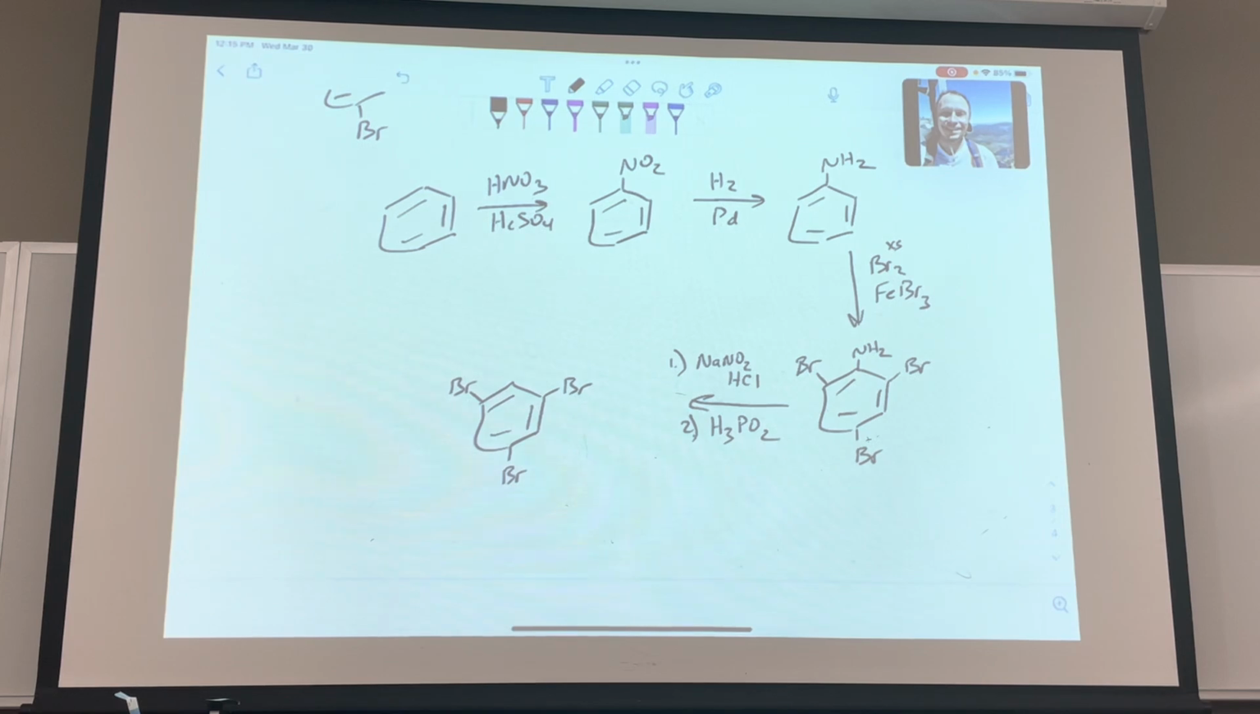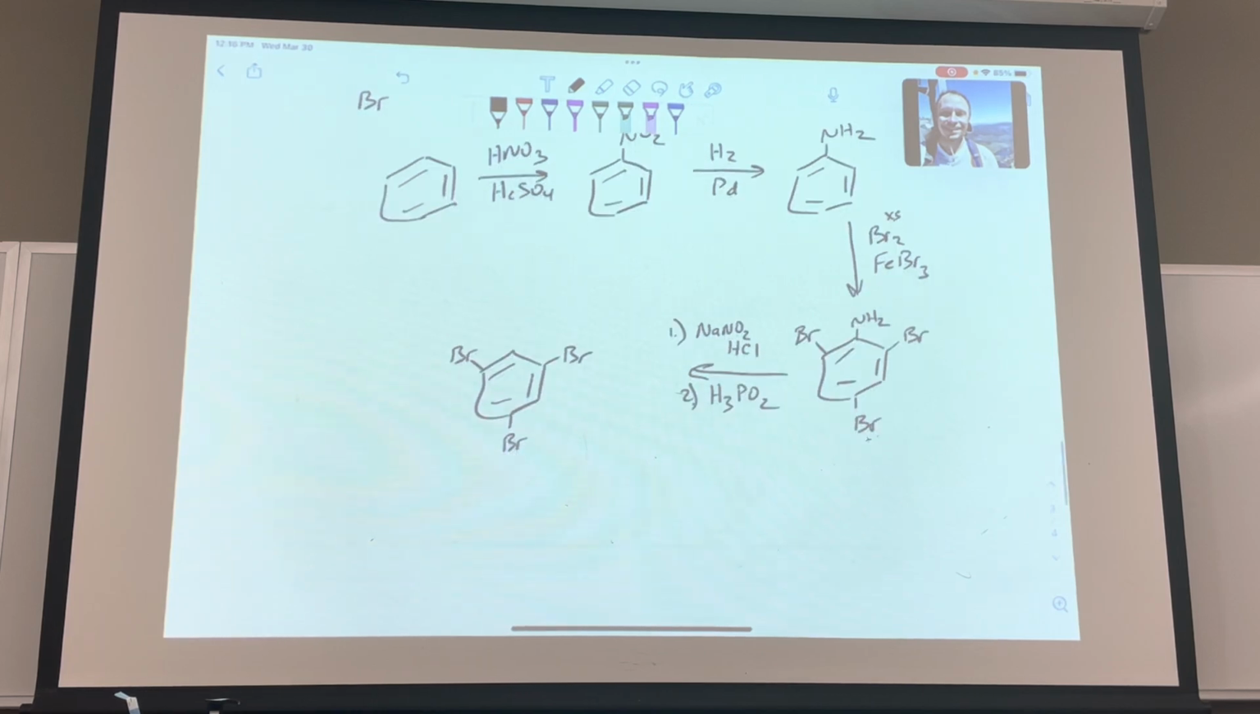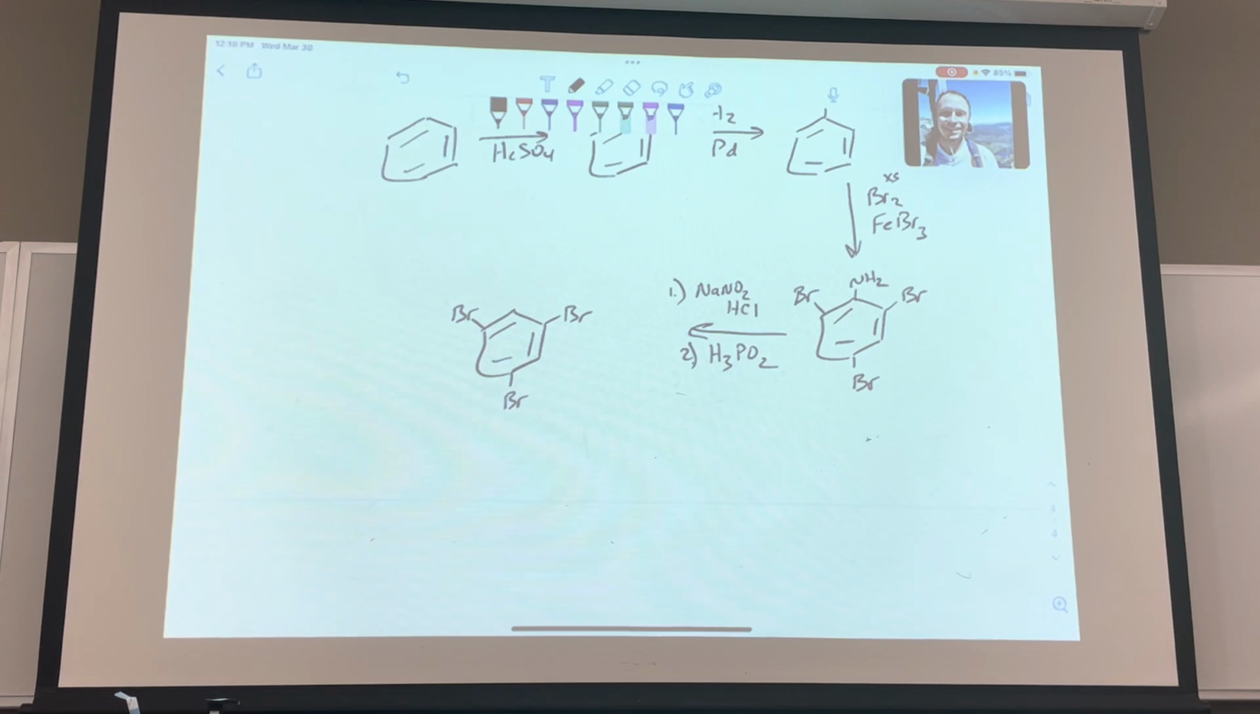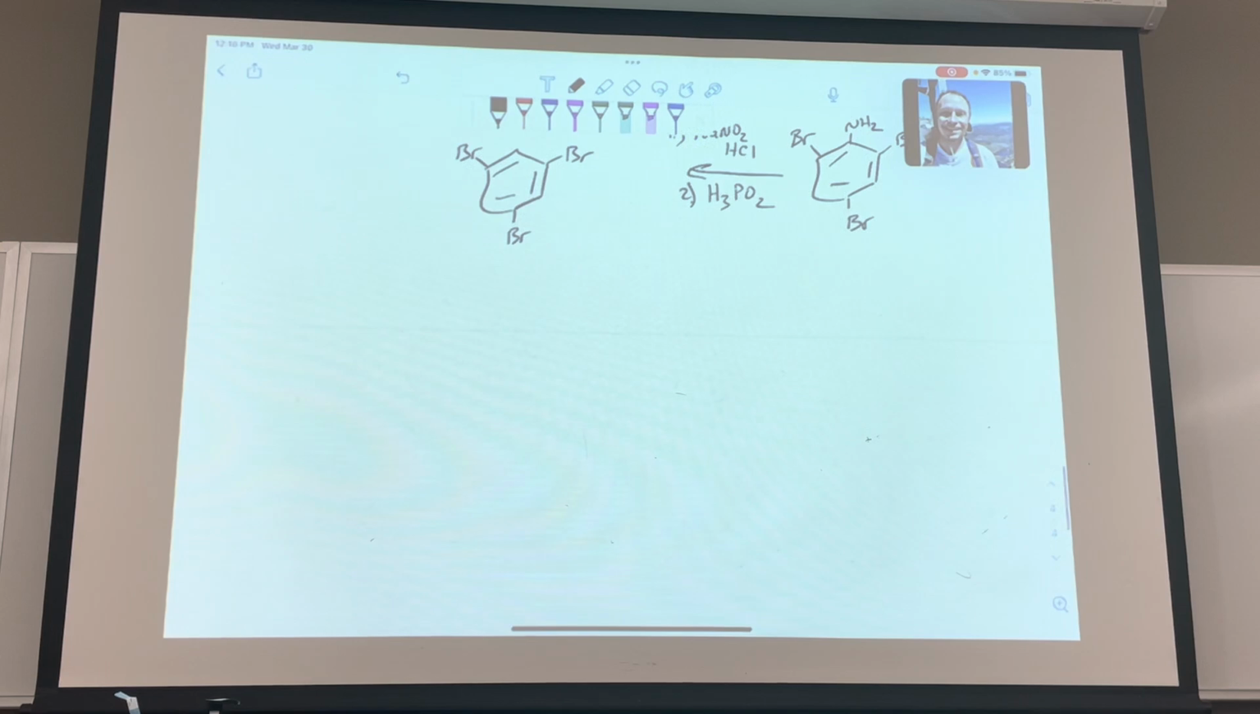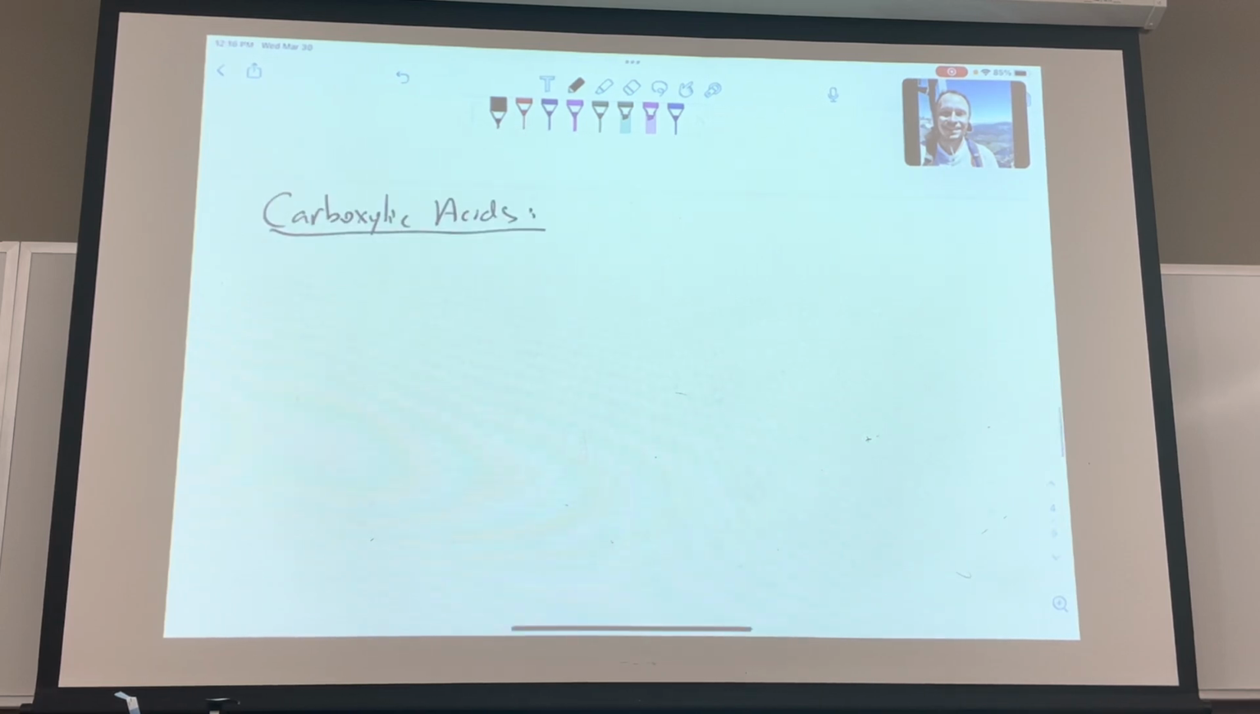Okay, any questions about the diazonium chemistry? All right, well, that takes us to the end of amines. So I think we'll just move into carboxylic acids here. I think we'll go ahead and just start with nomenclature.